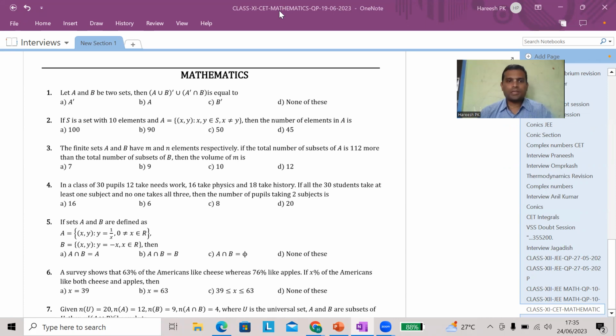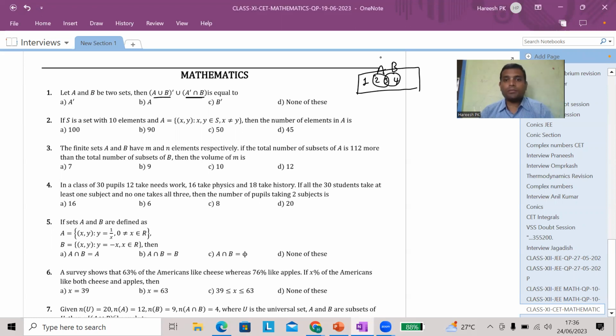whenever these type of questions come, when they ask us to simplify certain things, we go with the Venn diagram method. So they're asking, what is (A union B) whole complement union (A complement intersection B)? So I draw a Venn diagram. So this is set A, set B. I named this region as 1, 2, 3, and 4.